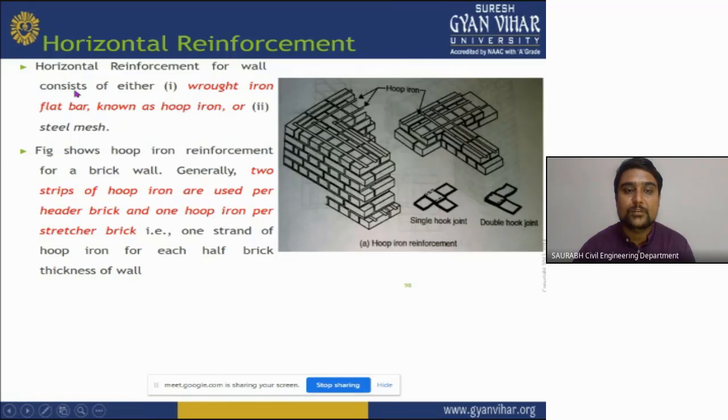Horizontal reinforcement for a wall consists of either wrought iron flat bar, known as hoop iron, or steel mesh. The figure shows the hoop iron reinforcement for a brick wall. Generally, two strips of hoop iron are used per header brick or one hoop iron per stretcher brick. For example, one strip of hoop iron is used for each half brick thickness of wall. This is the image of horizontal reinforcement where we are using hoop iron.